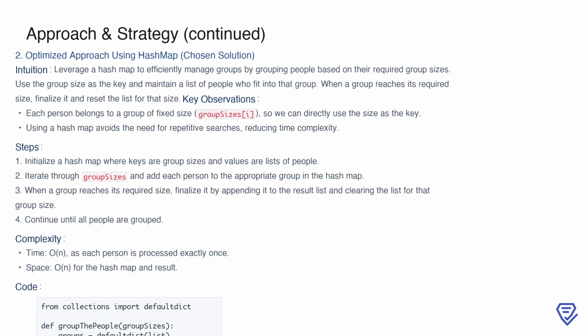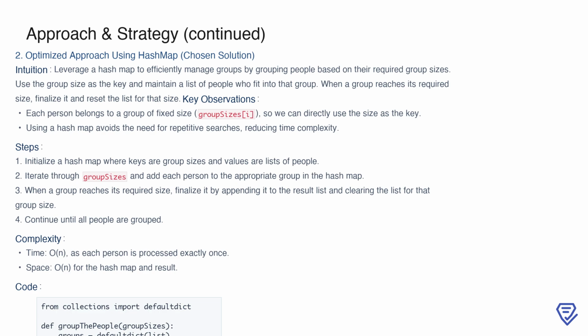As we iterate through the input, we add each person to the corresponding group in the hash map. When a group reaches its desired size, we finalize it, append it to the result list, and reset the list for that group size. This approach is highly efficient, with a time complexity of O(n), since each person is processed exactly once. The space complexity remains O(n), used for both the hash map and the result list.